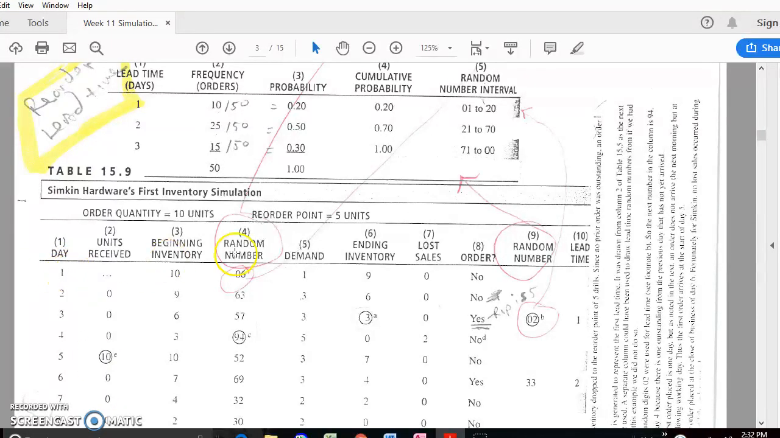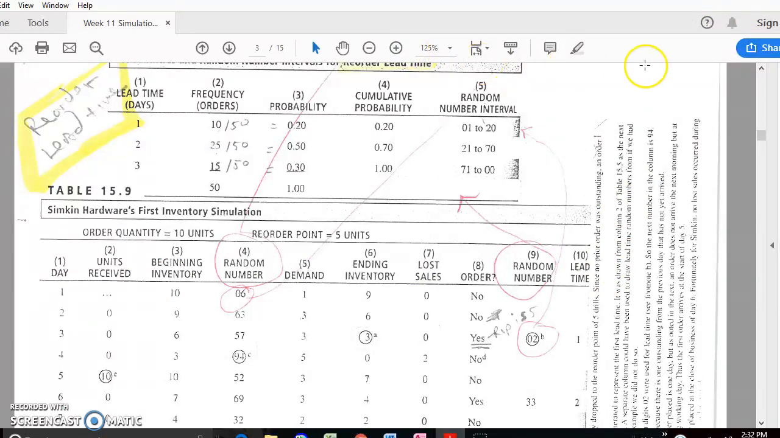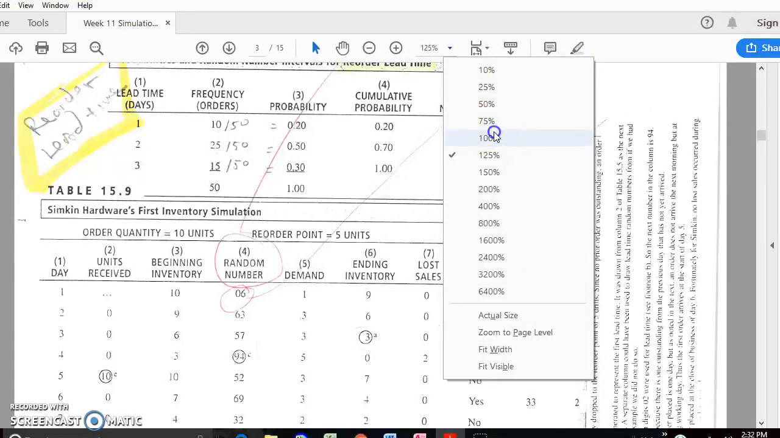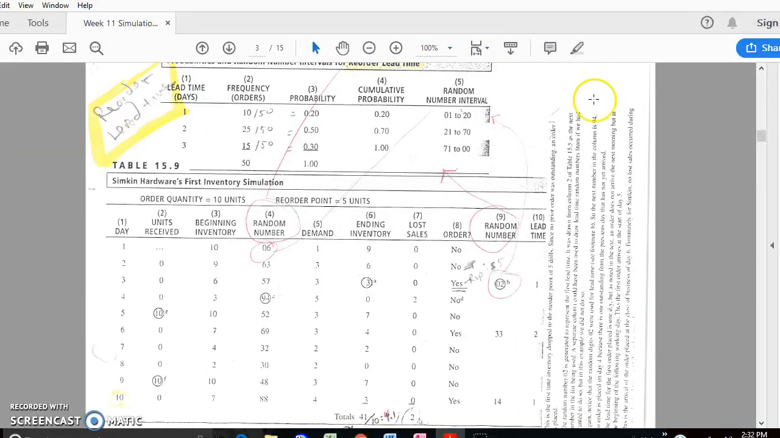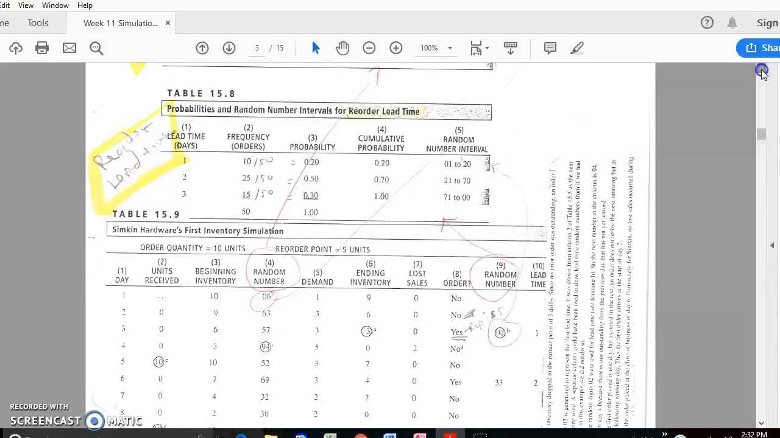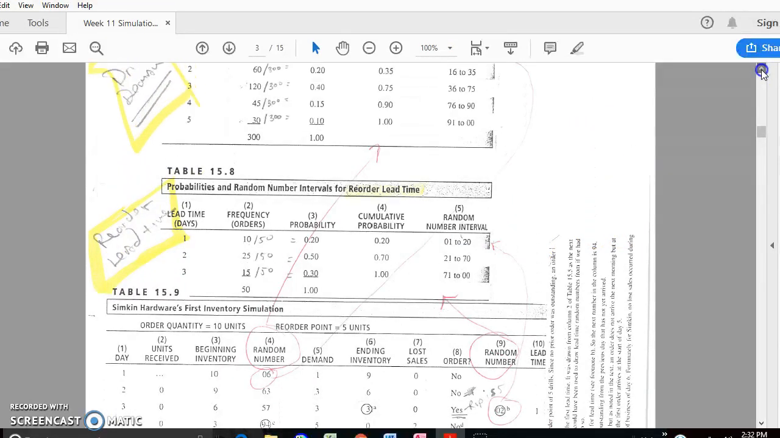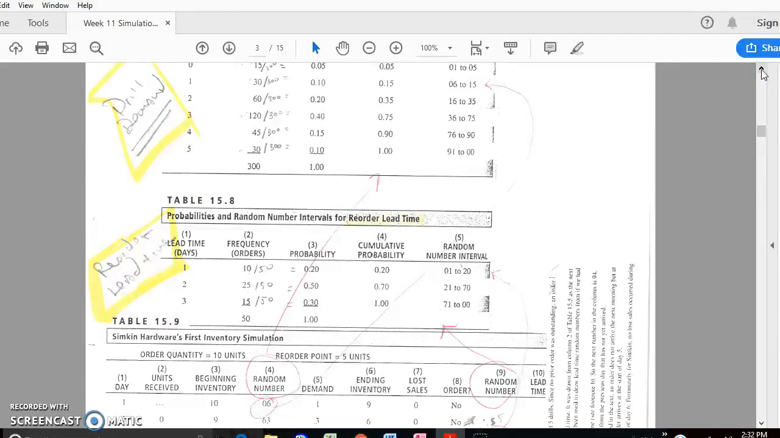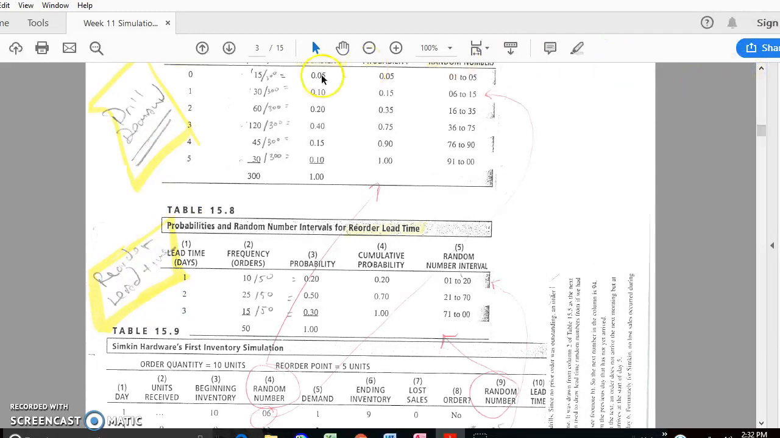So, for instance, let me see if I can get all of these distributions on one page. Let me reduce that down a little bit, just for a second anyway, and then I'll go down and get, okay, there's all of our distributions and the first day's drills. But first of all, day one, of course, there's no receiving.